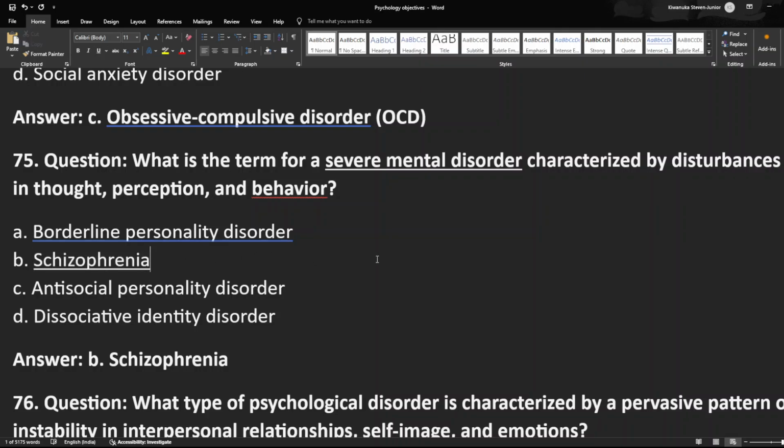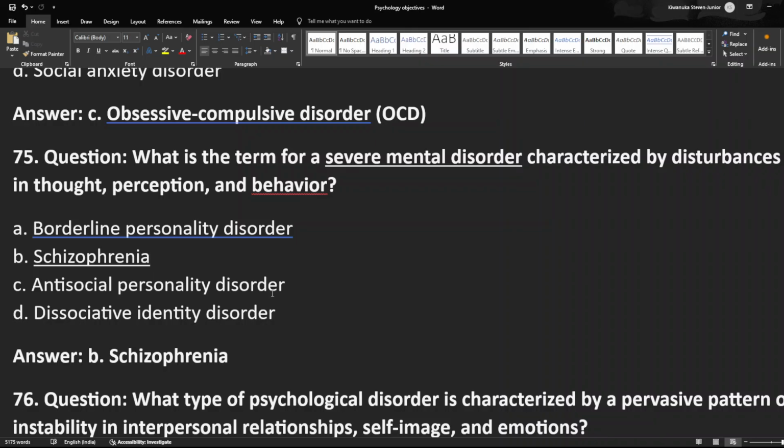Then what is borderline personality disorder? Characterized by a persistent pattern of inability in personal relations. Yeah. Borderline is all about relationships. Schizophrenia is the one for mental disorder. Yeah, I was confusing 55 and 56. The term for severe mental disorder characterized by disturbances in thoughts, perception, and behavior is schizophrenia.